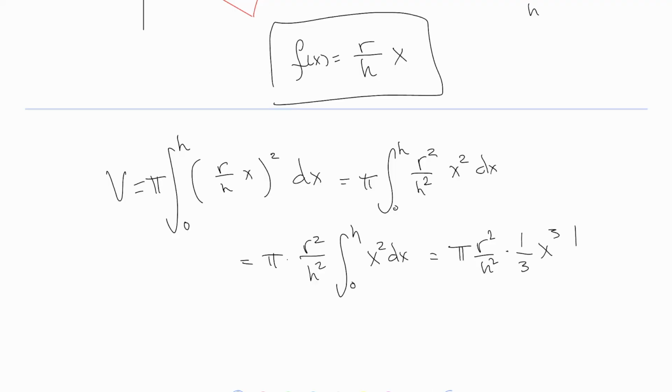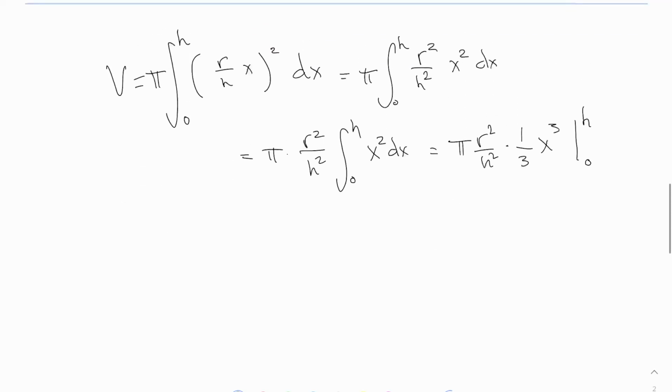1/3 x cubed, and then I plug in 0 and h. This is a little weird, having these kind of constants inside the integration boundaries, but it doesn't really matter. You just do what we do. You plug in h for x, and then you subtract, and then you plug in 0 for x.